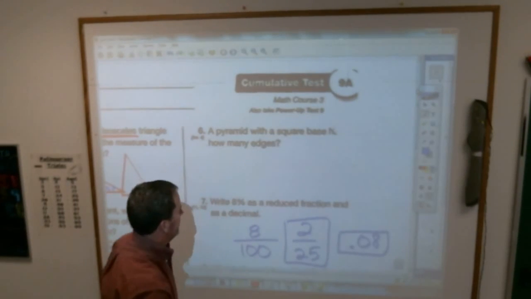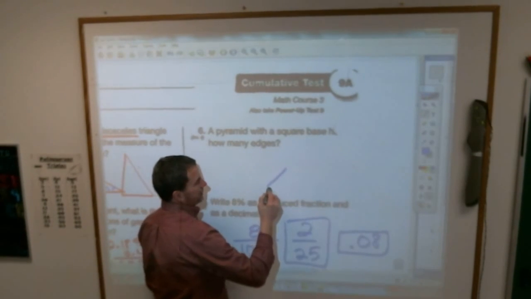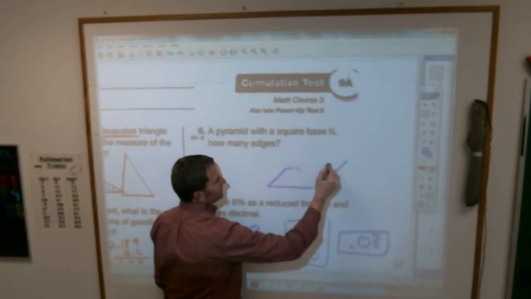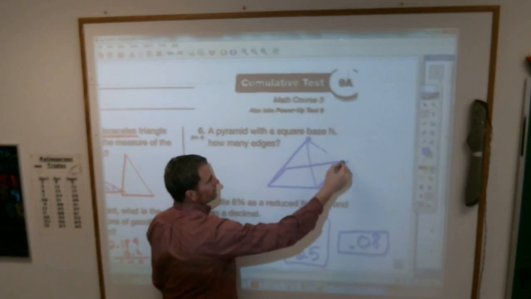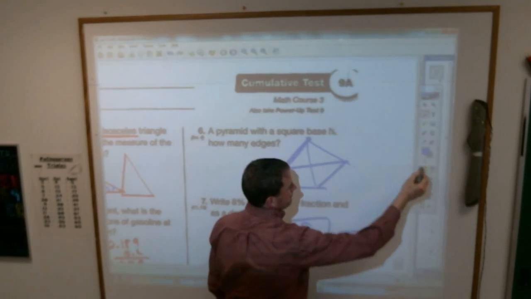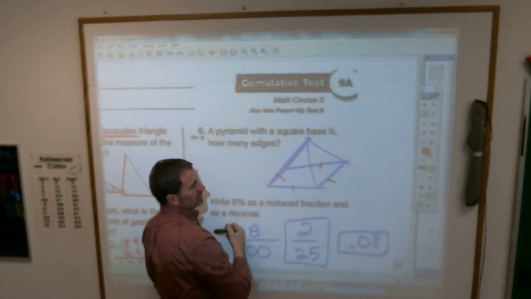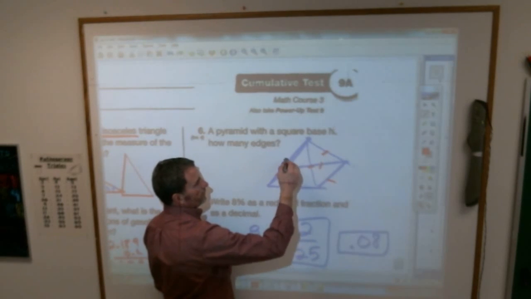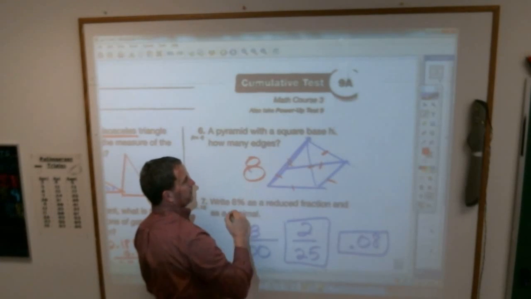A pyramid with a square base has how many edges? Easiest, just draw yourself a nice little square. Put a point down on top of it. Edges are places where faces come together. Looks like we got 1, 2, 3, 4 that make up the base. And then 1, 2, 3, 4 that make up the ones going to the point. So I'm guessing that there's probably 8 or so.